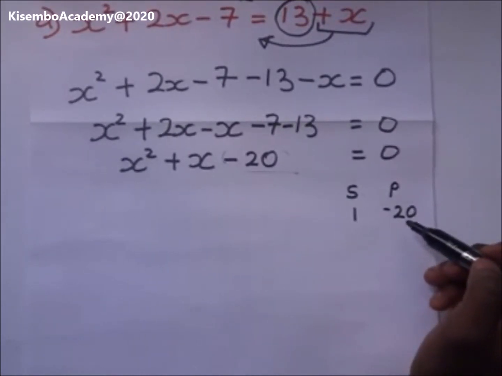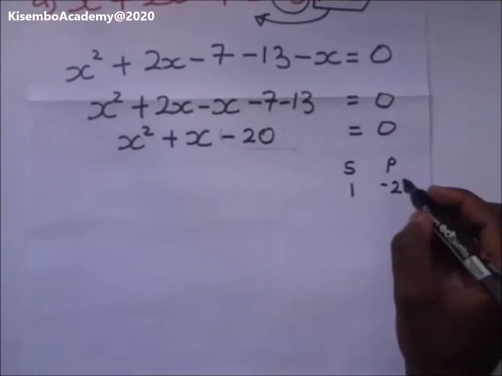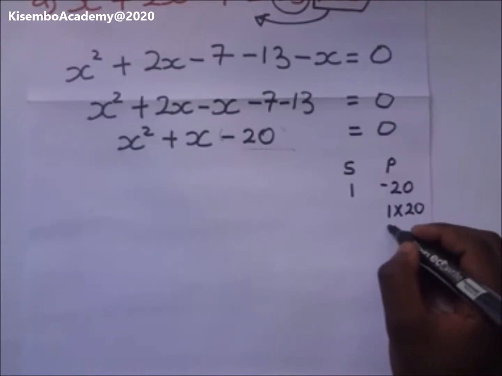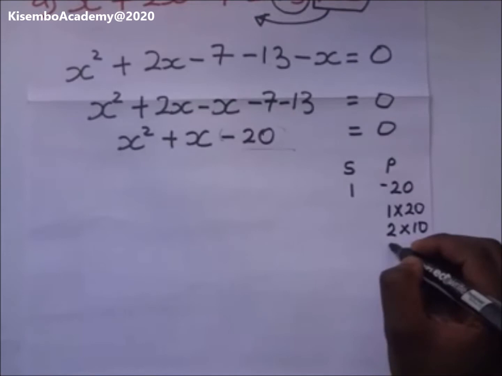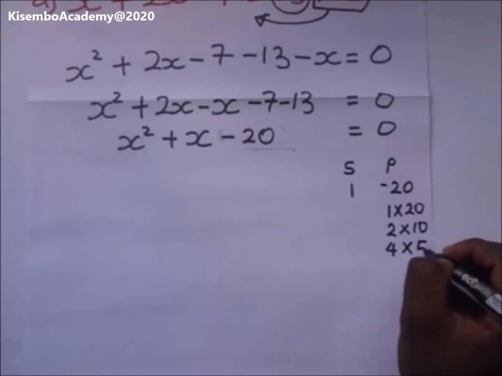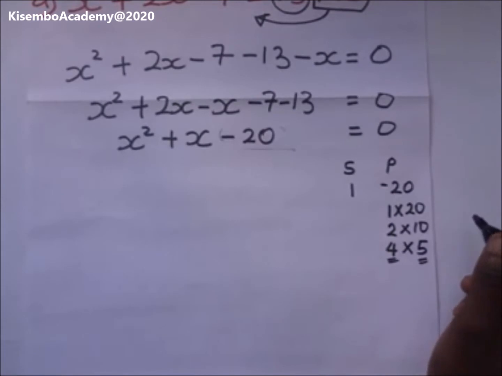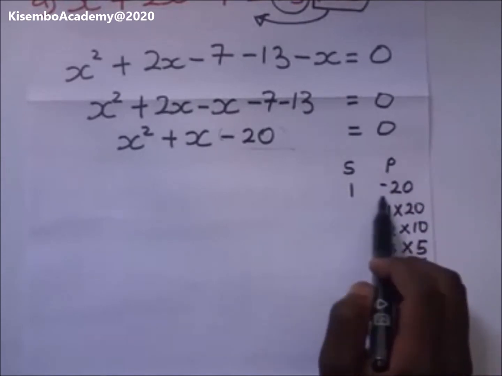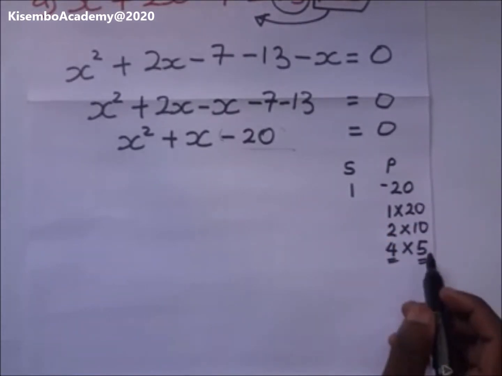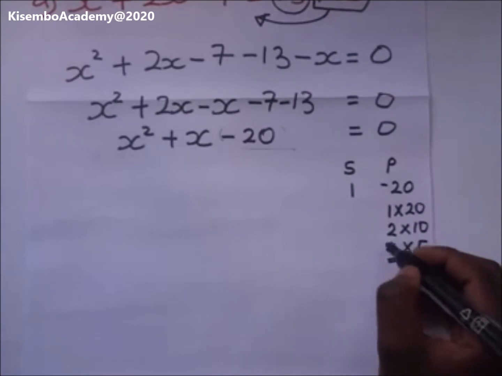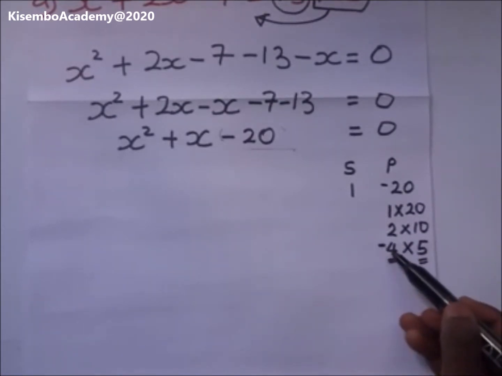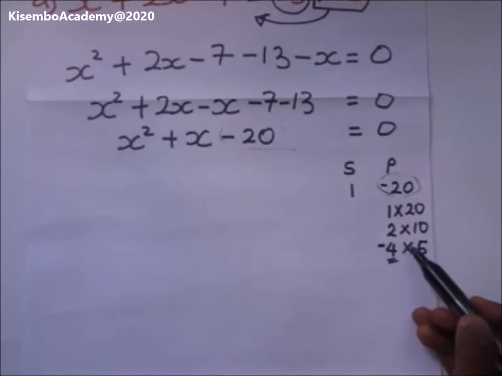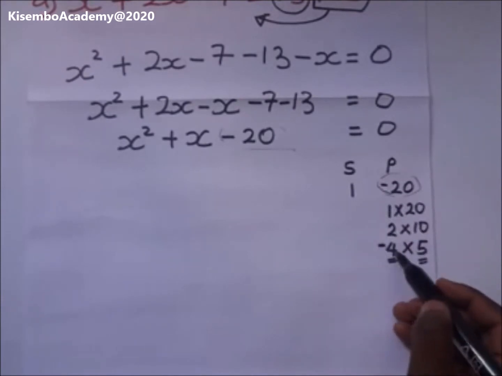Now, amid the factors of 20, we have 1 times 20, which gives us 20. We have 2 times 10. We have 4 times 5. Now, if you look at 4 and 5, we can manipulate these two numbers to fit this condition. How do we manipulate them? If we made 4 a negative, we know that negative 4 times 5 will give us negative 20, and negative 4 plus 5 will give us a sum of 1. So we shall go with negative 4 and 5.